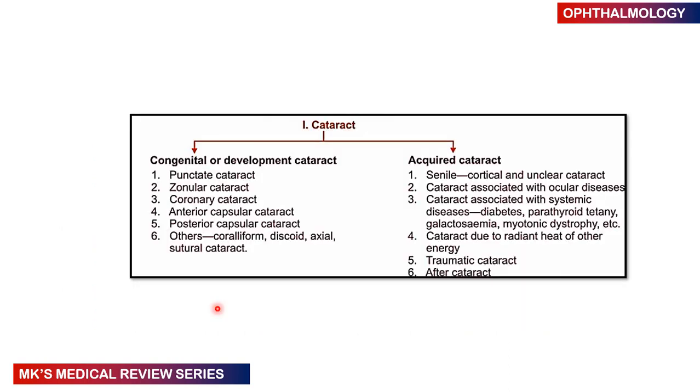Now here is the classification according to the etiology. So this is developmental or congenital versus acquired type. Remember that the congenital may be due to certain infections affecting the fetus, certain other problems affecting the mother, and of course the acquired as listed below.